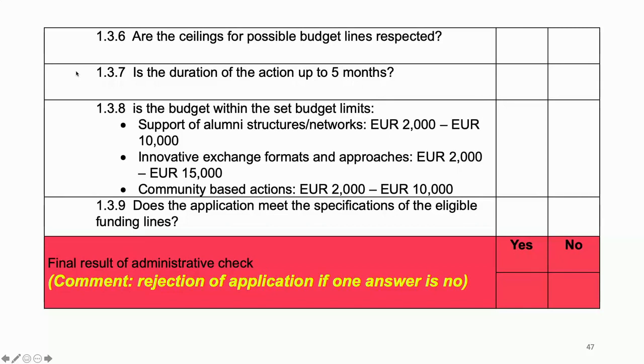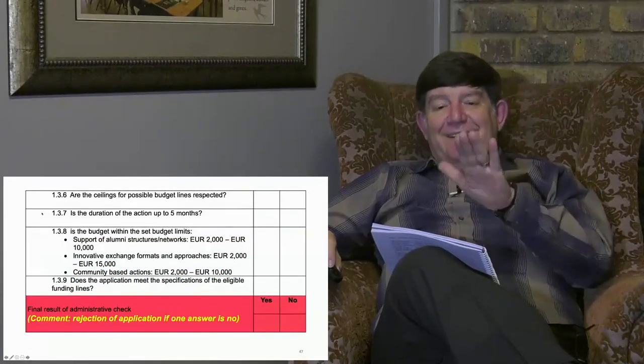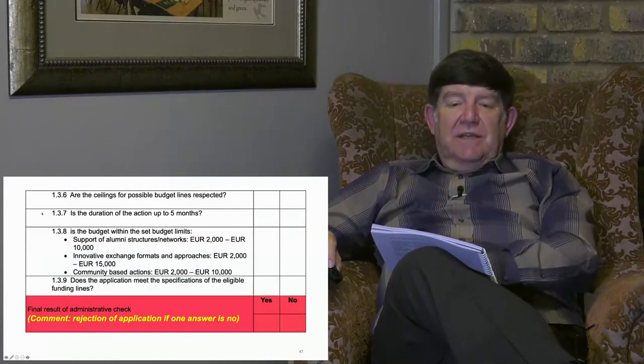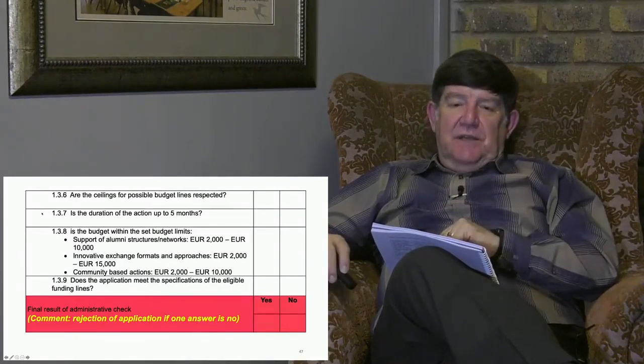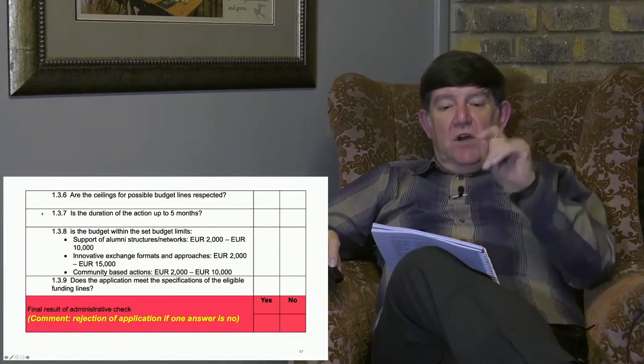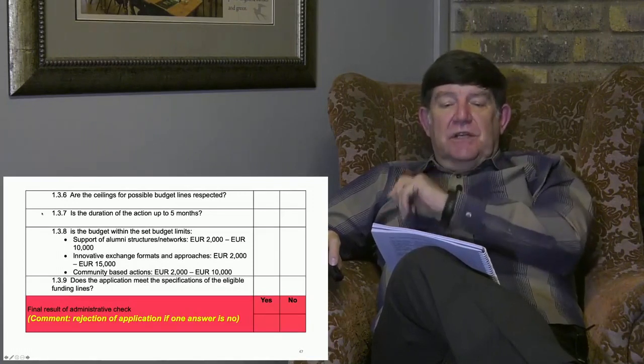Final result of the administrative check. Yes, yes, yes, yes, yes, yes, yes, yes, yes. Comment: rejection of the application if one answer is no. So please, once you've completed your log frame, your work plan, your budget, and your application form, take this administrative compliance sheet and check whether you meet all the criteria specified in the administrative compliance, because only then will your proposal be evaluated and considered for funding.